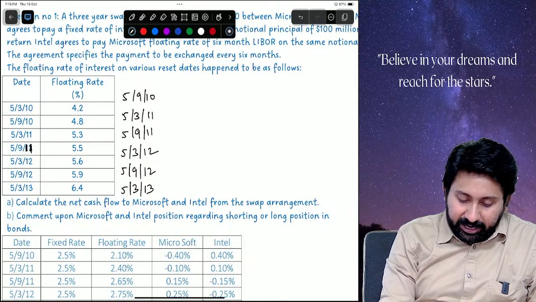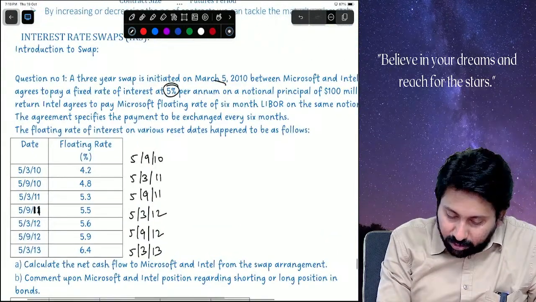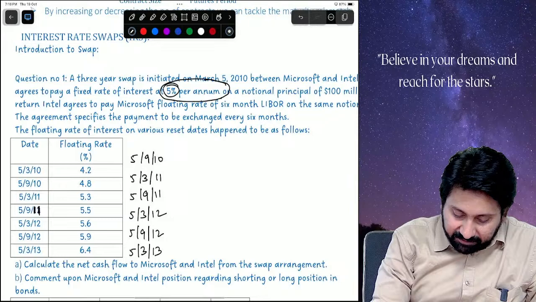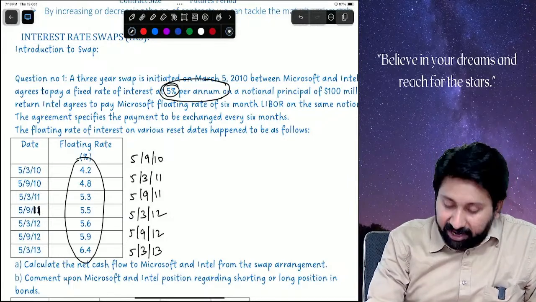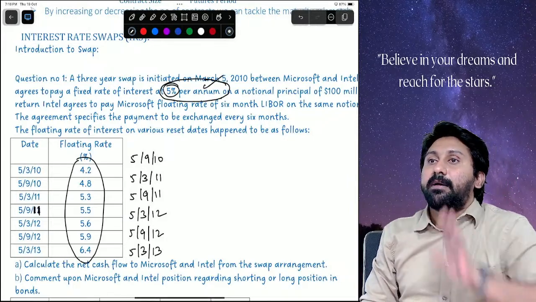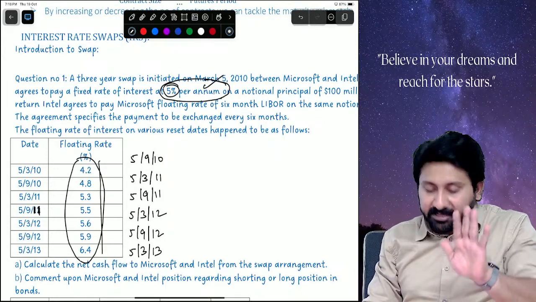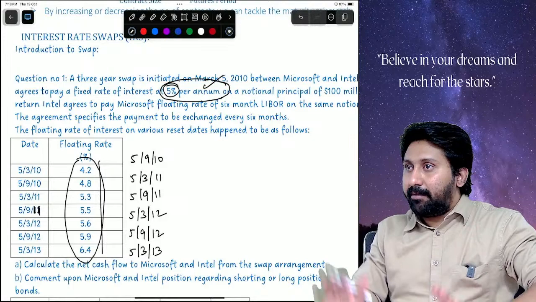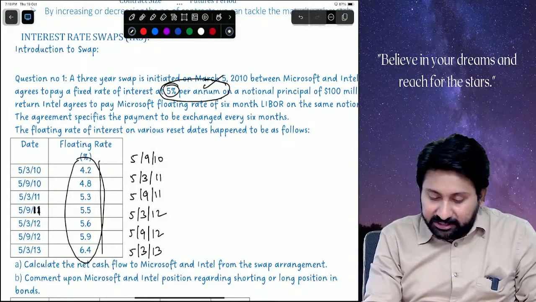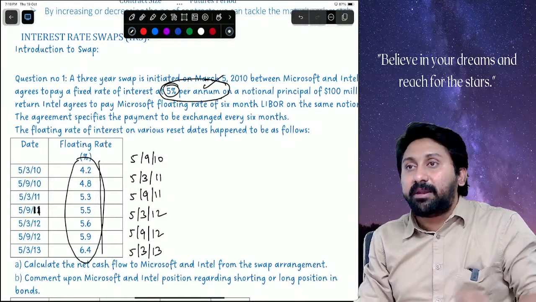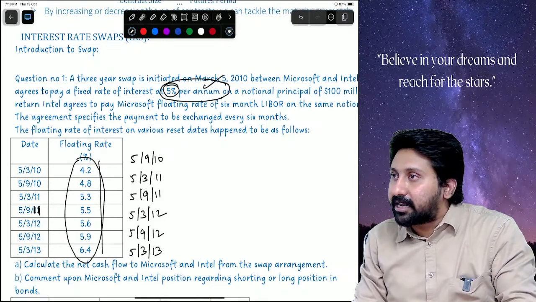4.2, 4.8, 5.3. Here you are comparing this with this, correct? 5 is for 6 months per annum. 4.2, 4.8 is for 6 months per annum. Both are per annum terms. So first we need to convert this and this into how many months terms?